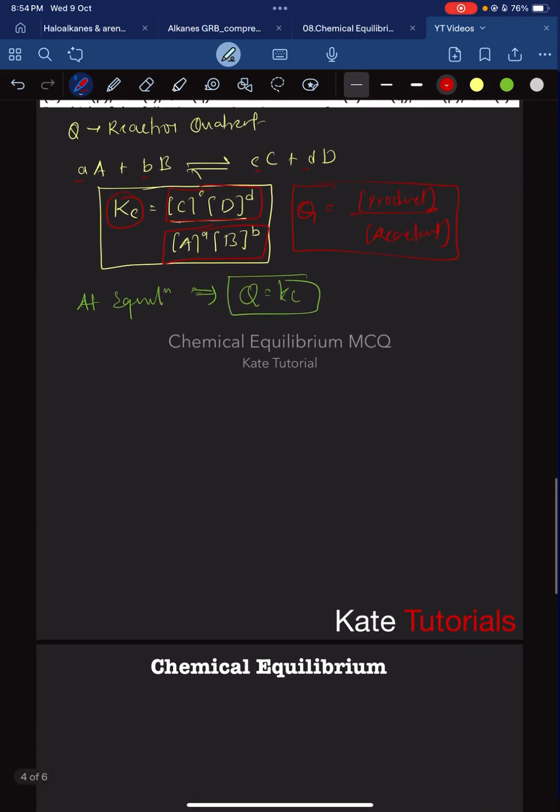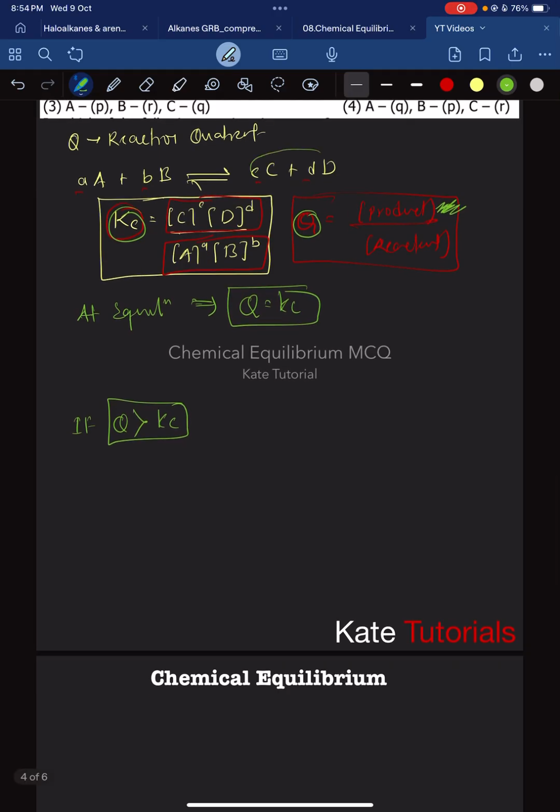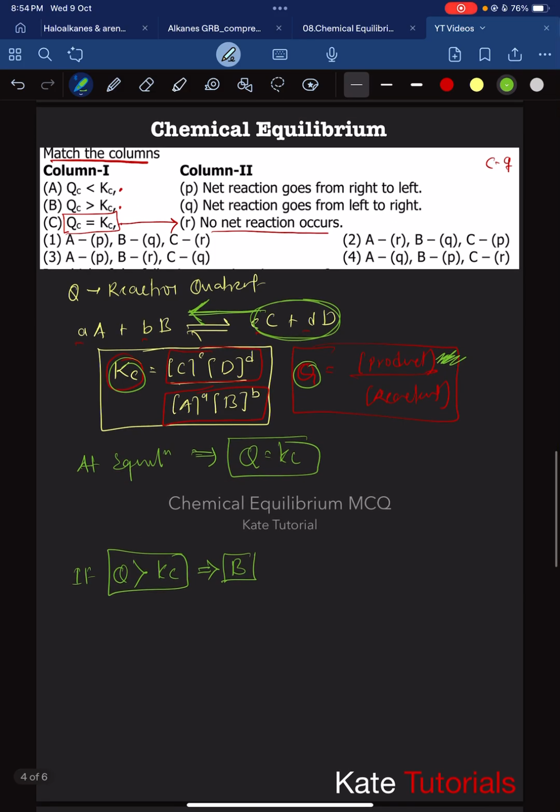Listen, first option, if Q is greater than Kc, let us assume, what happens? Q is greater than Kc means concentration of product is more. If concentration of product is more, the reaction starts shifting towards the left direction. Left direction means towards reactant, that is backward direction. When Q is greater than Kc, the reaction will go in the backward direction, so it should move towards the left side, right to left. So B option should be P.